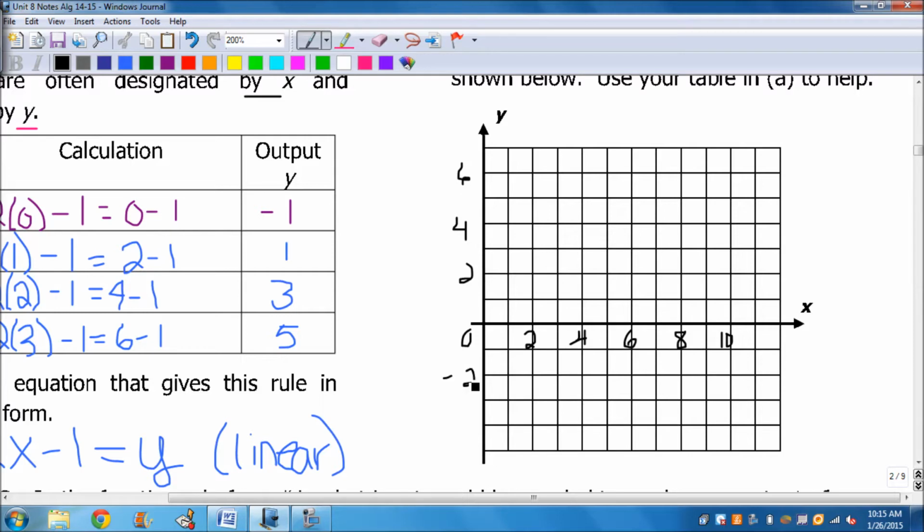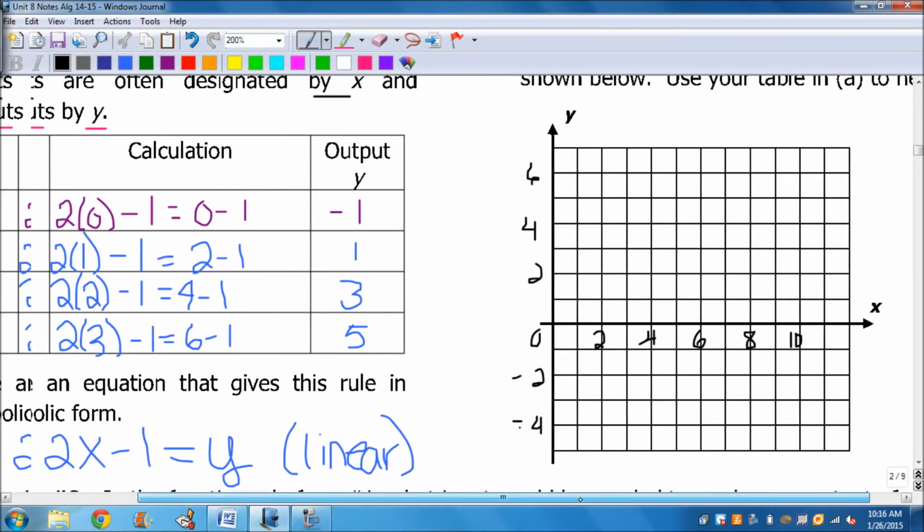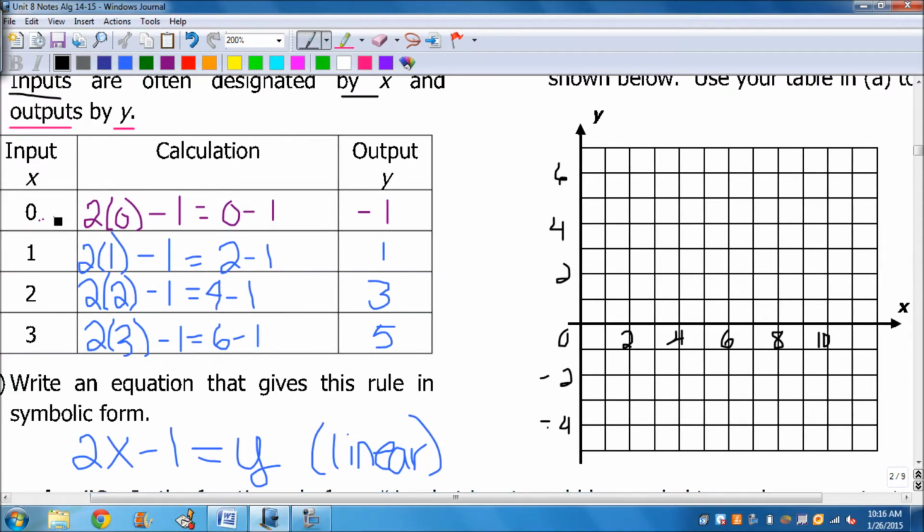Now, if you notice, I have used the word function quite often in class, and I'm not sure if you guys have noticed that. But now that you understand what a function is, I expect that you guys use that vocabulary as well. So our first coordinate has an input of 0 and an output of negative 1. So I'm going to go to 0 on the x-axis and negative 1 on the y-axis, and I'm going to draw a dot there. The next one, I'm going to start at 1 on the x-axis and 1 on the y-axis and put a dot there. Keep going.